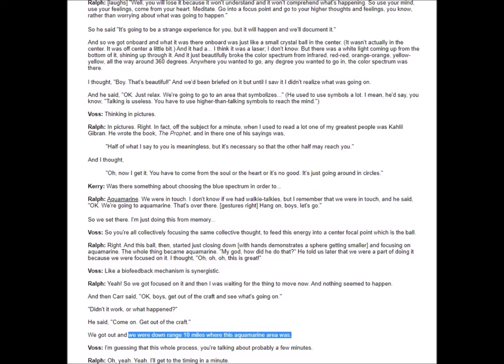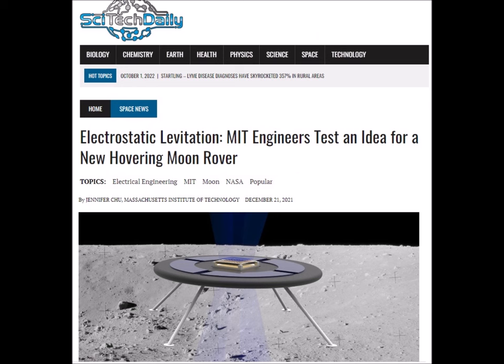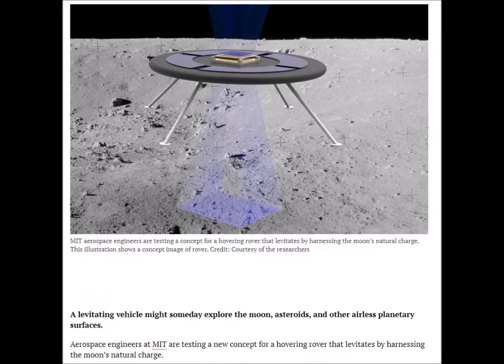This may all sound like an odd fringe concept, but recently, aerospace engineers at MIT successfully tested a similar propulsion concept called a hovering moon rover, which operates via a projected electrical charge, which enables electrostatic levitation.